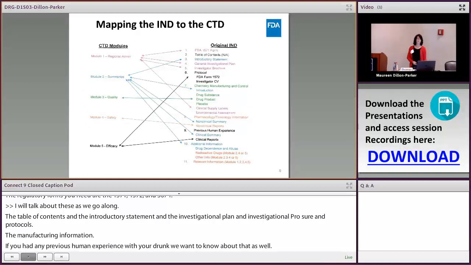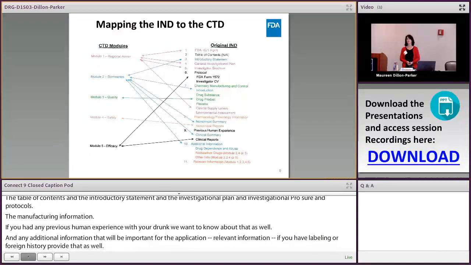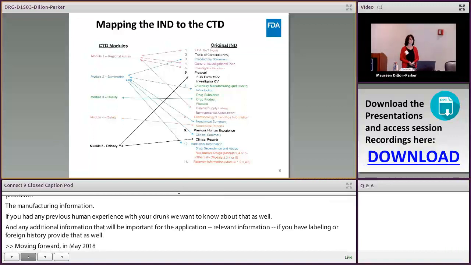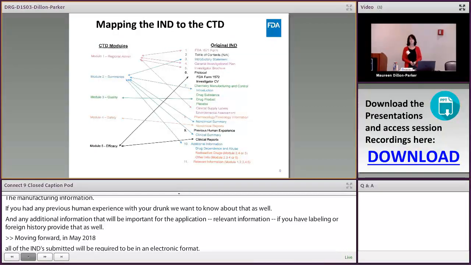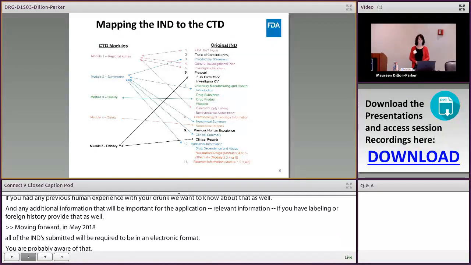So moving forward, come May of 2018, all of the INDs submitted to the agency for commercial INDs are going to be required to be in electronic format. So probably a lot of you are already aware of that. And the formatting in the Common Technical Document is done by modules now.